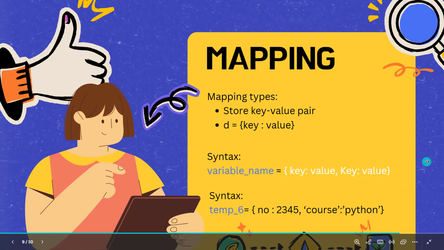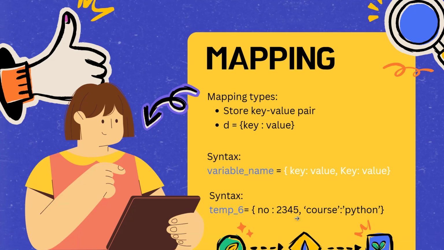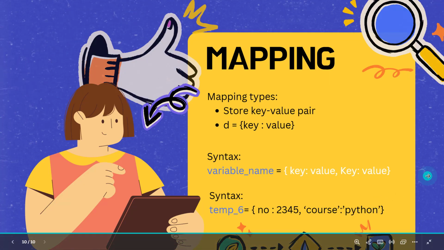Temp6 is the variable name, and this bracket denotes a dictionary. The first key is number, and the value is 2345. In the second pair, I have written course, and the value is Python. Remember that whenever we are dealing with a string data type, we should write it in single quotes or double quotes, and whenever we are dealing with a number data type, we should not put it in quotes.